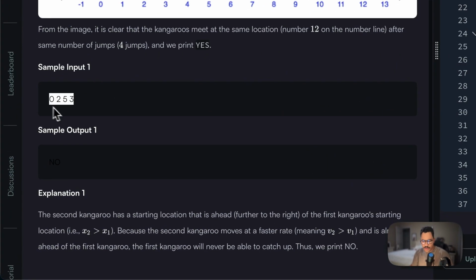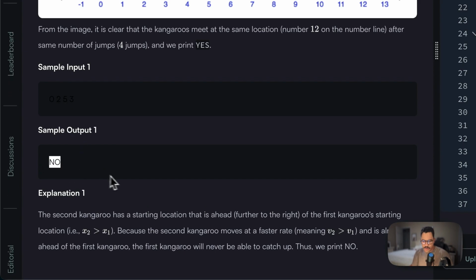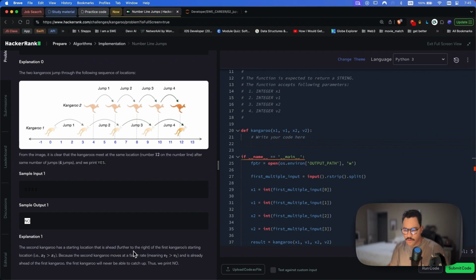Sample input 0 2 5 3, sample output no. Explanation: the second kangaroo has a starting location that is ahead, further to the right.